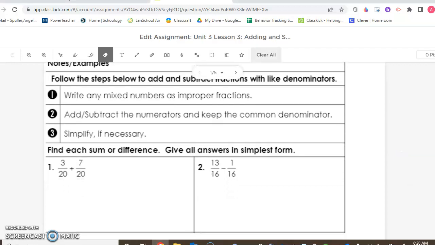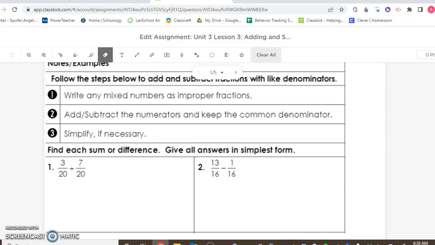Now, these are fractions with like denominators, so it's pretty simple. To do that, first, if there is a mixed number, I want you to change it into an improper fraction, and we'll go over that so you remember. Then add or subtract the numerators. The denominator stays the same. Simplify if necessary.